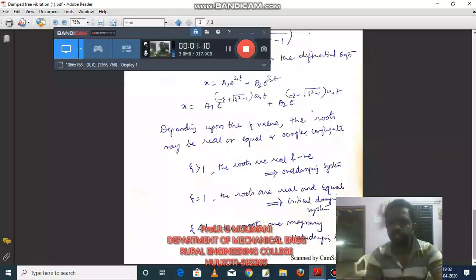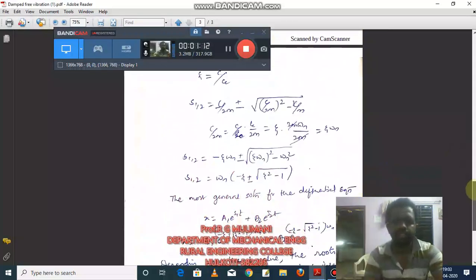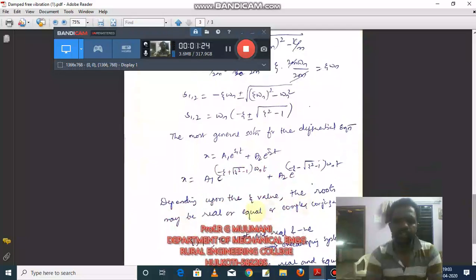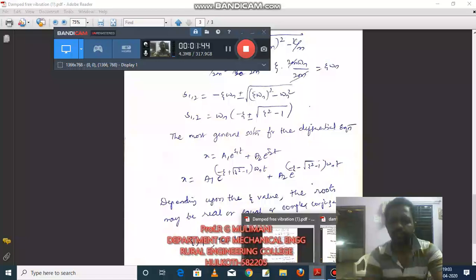You can see here, s1 is minus zeta omega n, and by this we got s1 equal to omega n into minus zeta plus or minus square root of zeta square minus 1. The general solution is x equal to a1 e raised to s1 t plus a2 e raised to s2 t, where the s1 and s2 values are substituted here. If zeta is more than 1, then it is an overdamped system. For an overdamped system, the roots are real and negative.